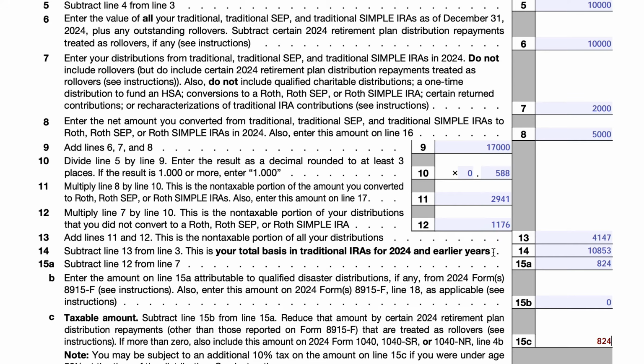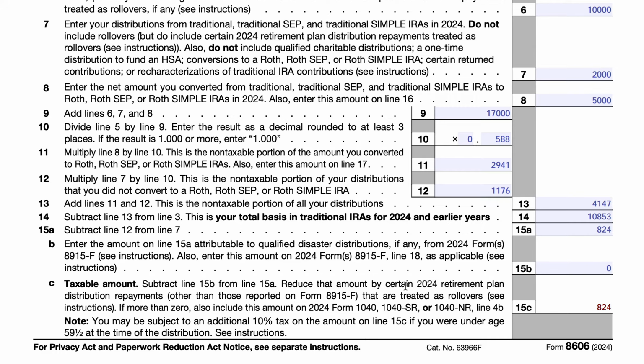So in other words, if you have a distribution in the same year as a Roth conversion, they both are used to calculate your basis, which is then used to calculate the taxable versus the non-taxable portion of your Roth conversion, as well as your distribution. So that's what all of this math means, basically separating out the portion that you pay taxes on, the portion that you don't pay taxes on. So this is the taxable amount on distributions.